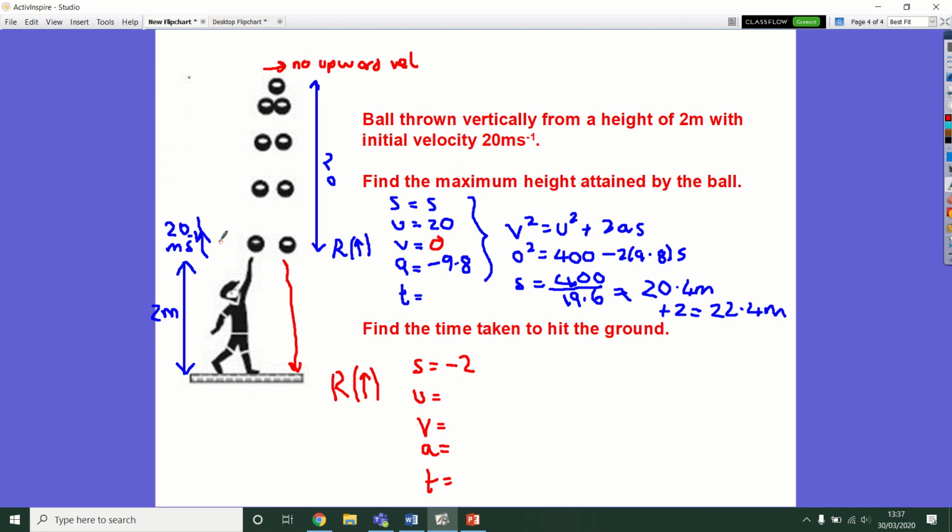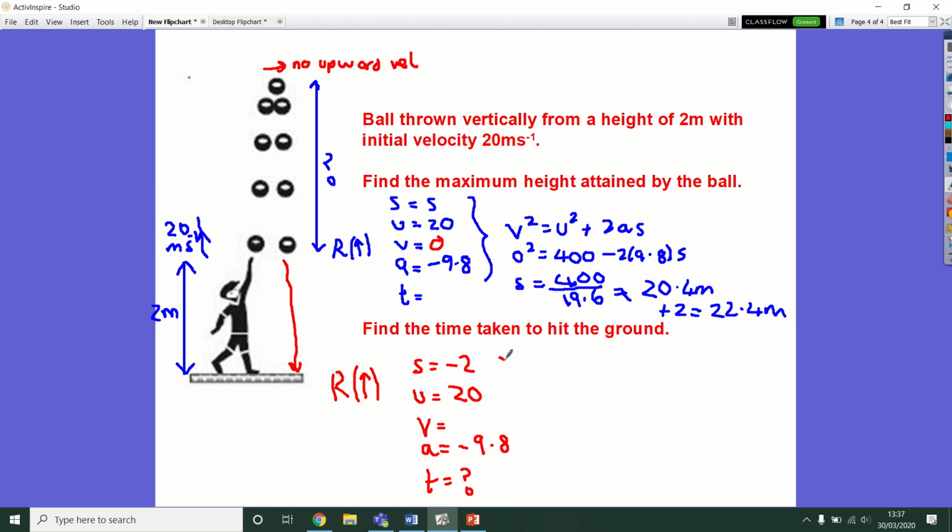Okay, U is my initial velocity, 20. And it's positive because we're launching upwards and we're resolving upwards. V, well, the velocity at the ground, we don't really care about that. I'm going to leave that alone. A is minus 9.8 again. And T is the thing we want this time.